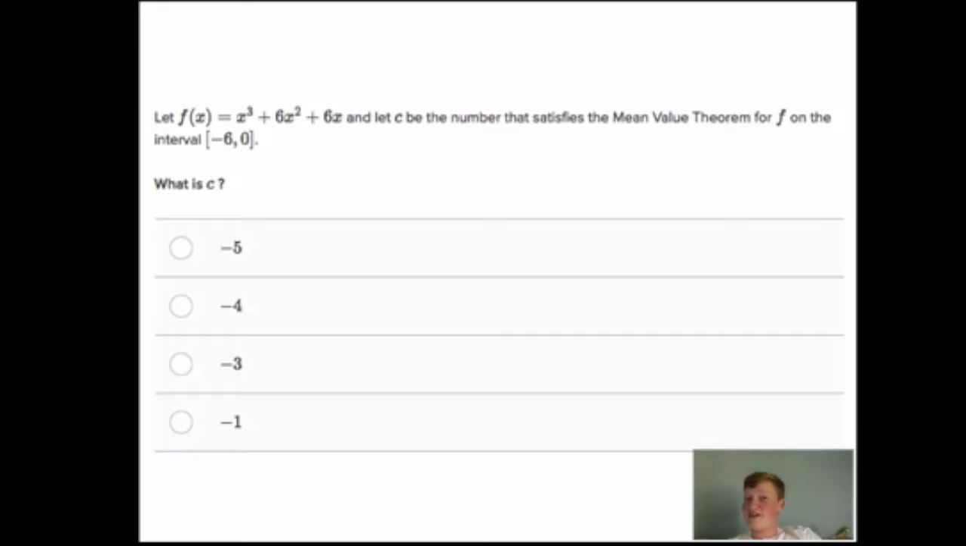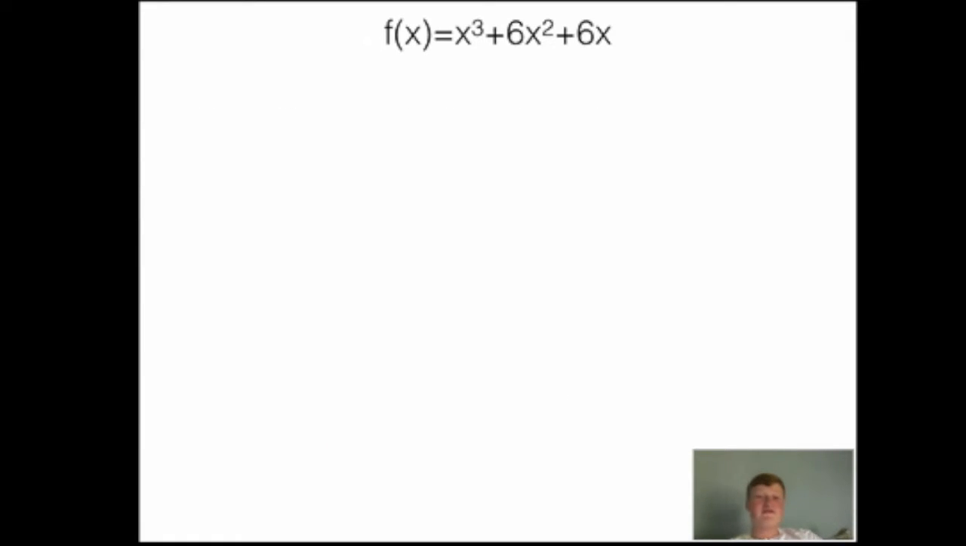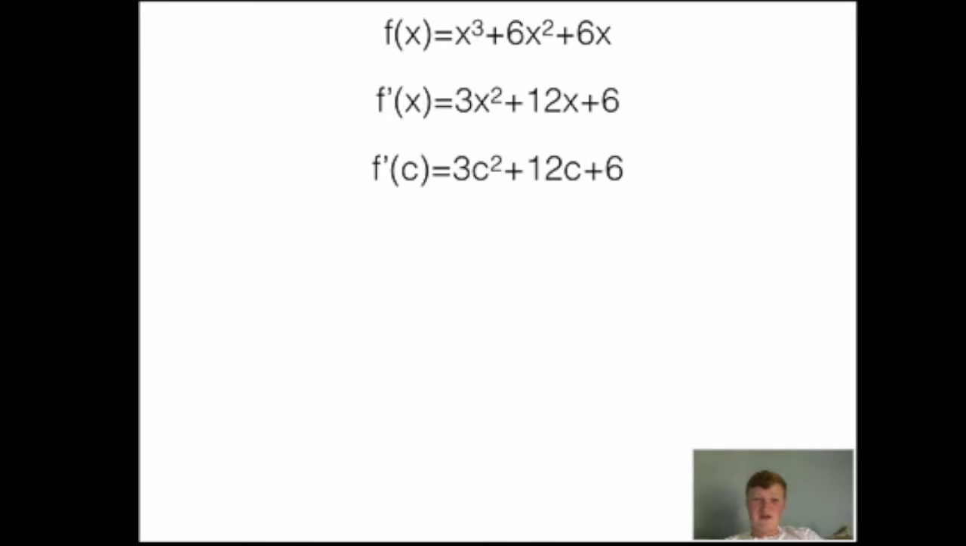Alright, are my triers done? Well, actually the answer to this question is the second answer, -4. And here's why. So we have our function f of x equals x cubed plus 6x squared plus 6x, and f prime of x equals 3x squared plus 12x plus 6. So f prime of c equals 3c squared plus 12c plus 6.